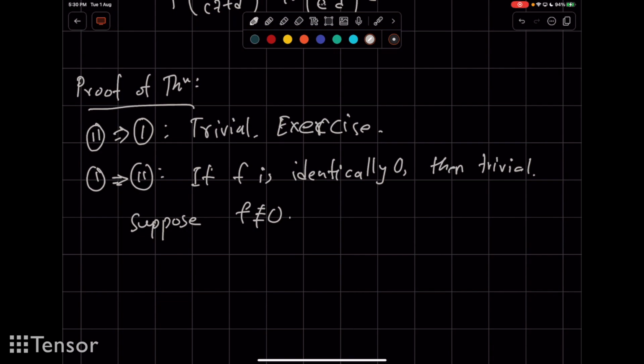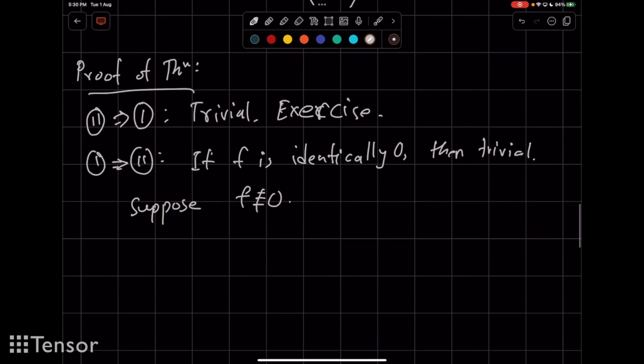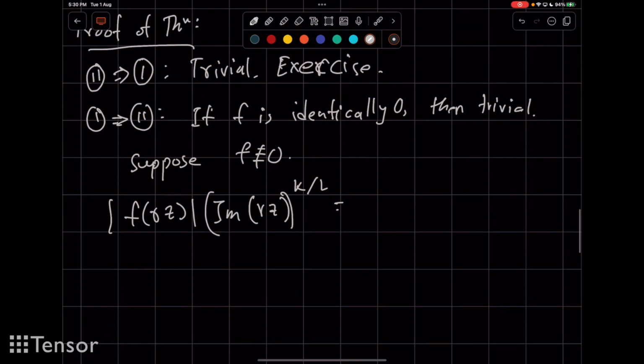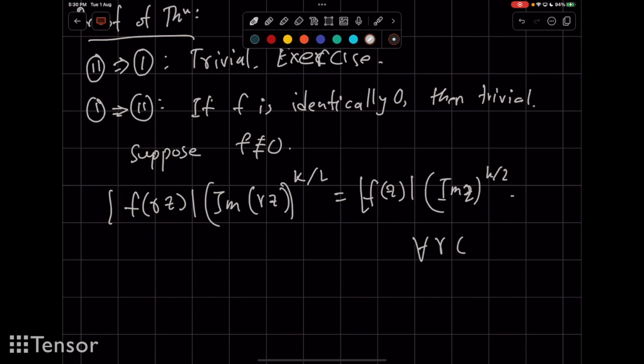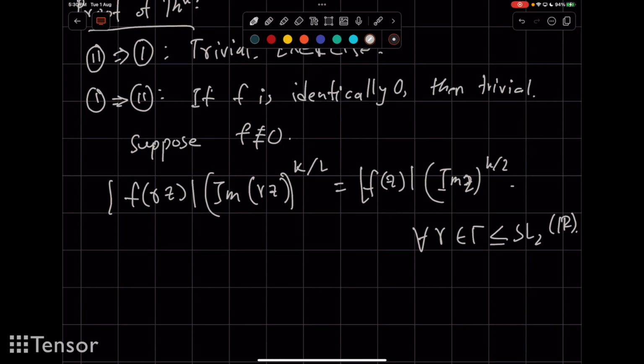Then what happens? Well, we know that f of gamma z times the imaginary part of gamma z to the power k over 2 is equal to f of z times the imaginary part of z to the power k over 2. Okay, so this is given. We are given that this function is gamma invariant. So this is true for all small gamma in capital gamma, which is a subgroup of SL2R. All right? Now, what to do?